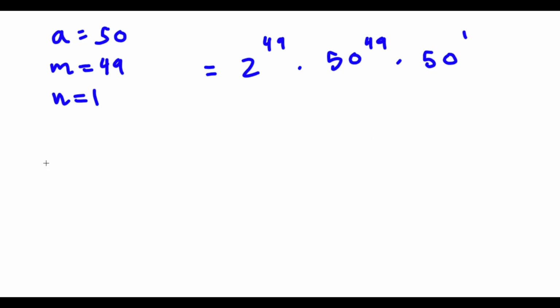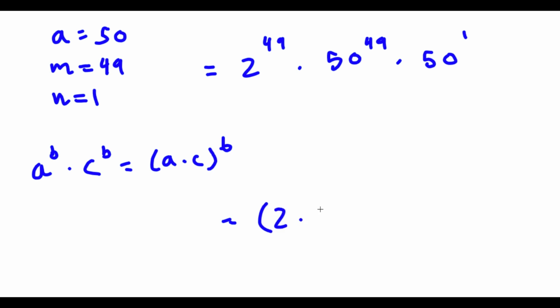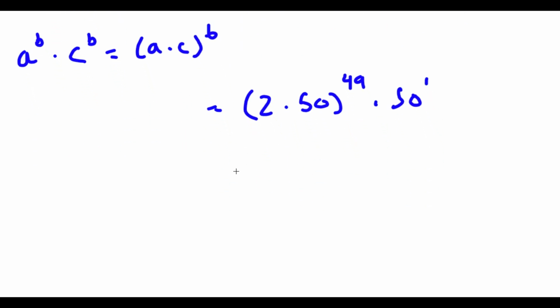Now, if I have something in the form a to the power of b times c to the power of b, this is the same thing as a times c to the power of b. So in this case, I have 2 to the power of 49 times 50 to the power of 49. Because both their exponents are the same, I can simply multiply their two bases and keep the exponent. So 2 times 50, that's going to be 100. So now I have 100 to the power of 49 times 50 to the power of 1.